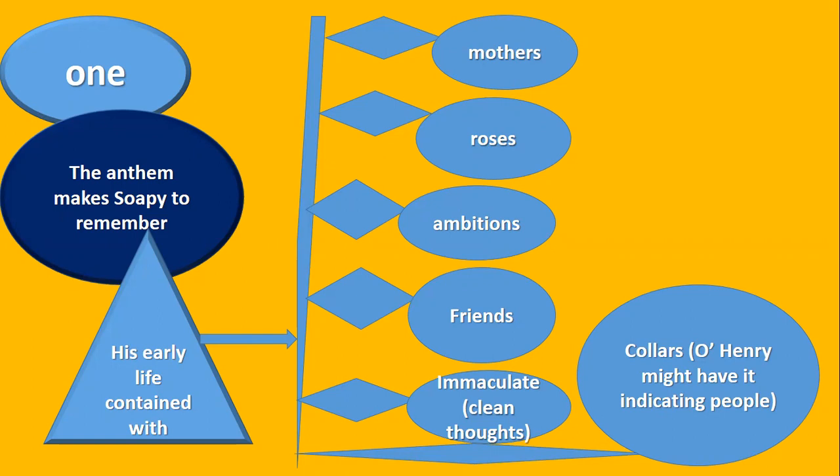Immaculate, clean thoughts. He had a pure vision. Collars, that is very gentleman-like. That is, he used to meet gentleman-like people. He was not a vagabond. He had no criminal background then. He began to remember all these days, his earlier life, and it was a very good life. But something happened in the life of Sophie, and he turned into a vagabond, and he had then a criminal background.